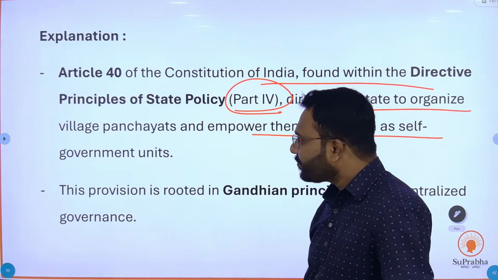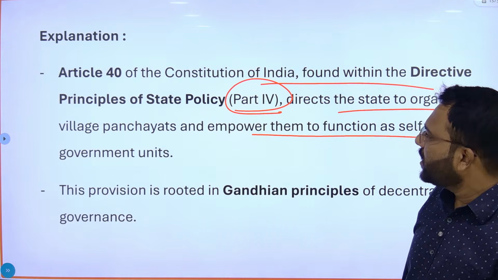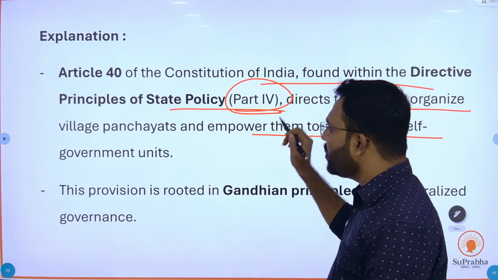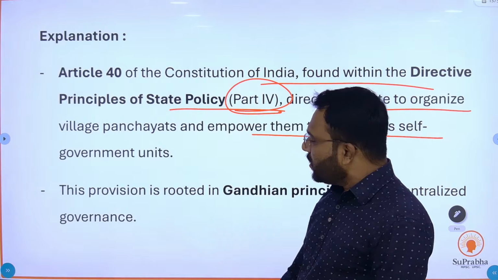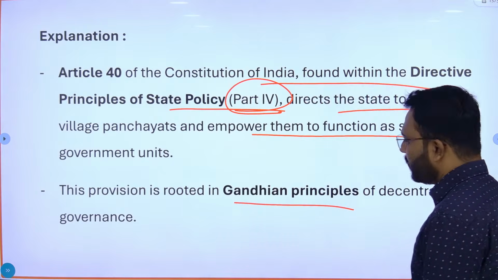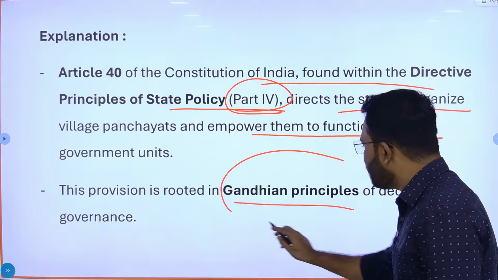Article 40 is related to the Directive Principles of State Policy, mentioned in Part 4 of the Constitution. This provision is rooted in Gandhian principles.